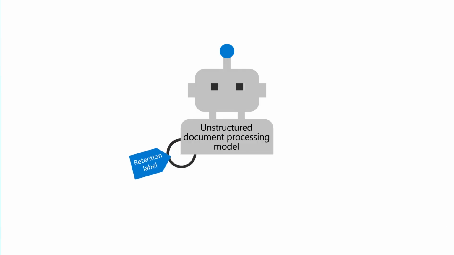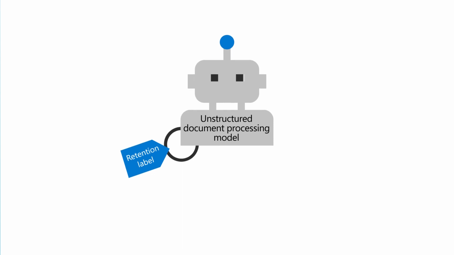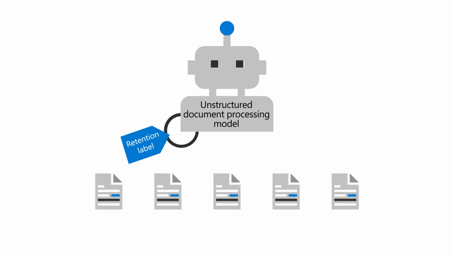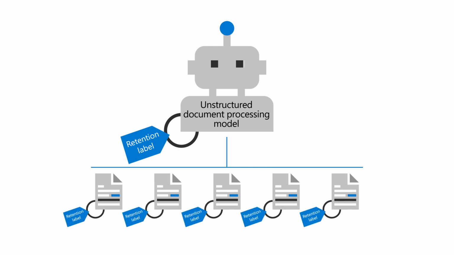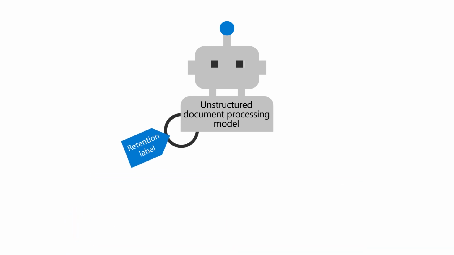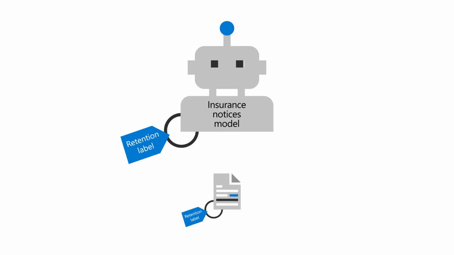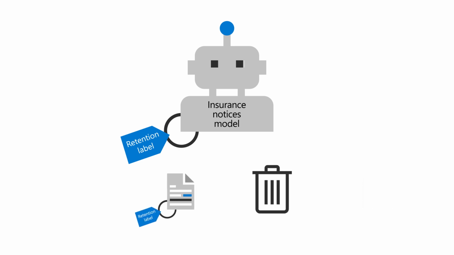Adding a retention label to an unstructured document processing model lets you apply its retention policies to files that the model identifies and classifies in a SharePoint document library. For example, we can add a retention label to an insurance notices model to make sure that all files it identifies and classifies in a document library cannot be deleted for the next 5 months.